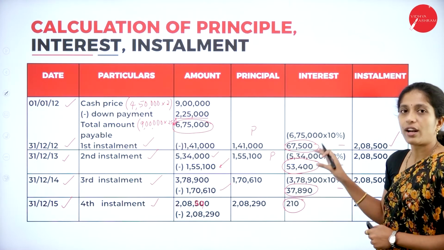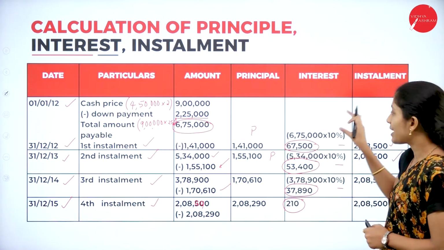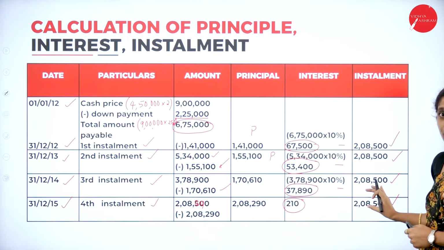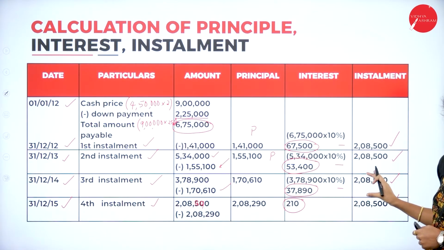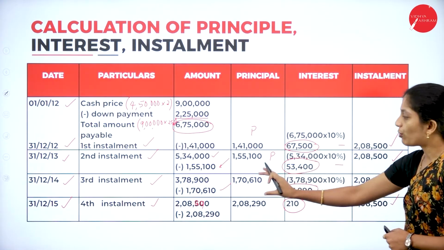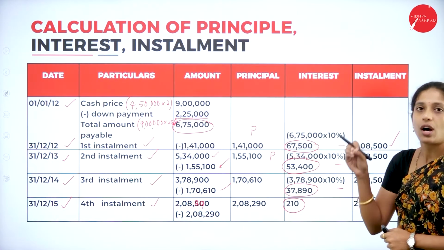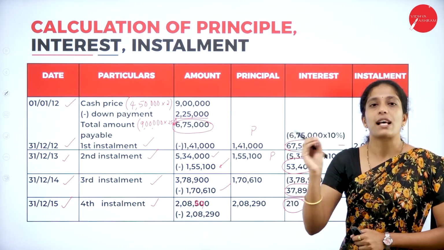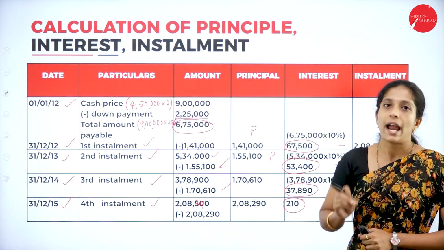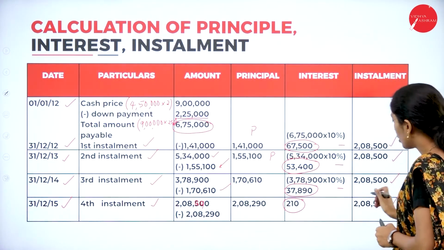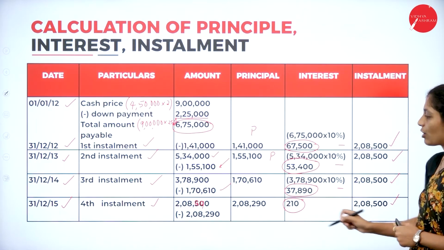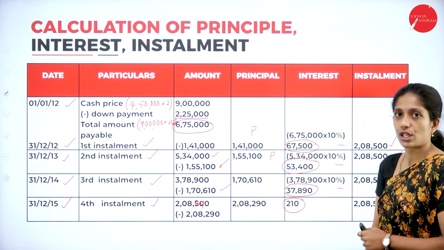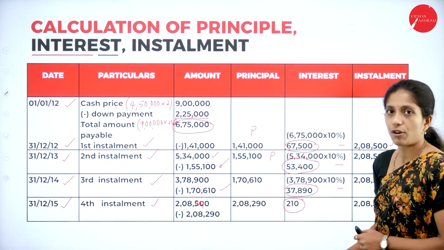So why are we not calculating the percentage? Because they have directly given the installment amount, that is inclusive of interest. So what do we have to do? In the fourth year we have to adjust. How to adjust? We have to take the difference between the installment amount and the amount payable at the end of the fourth year. So when you take the difference, it is 2,08,500 minus 2,08,290. So you'll get a difference of 210.